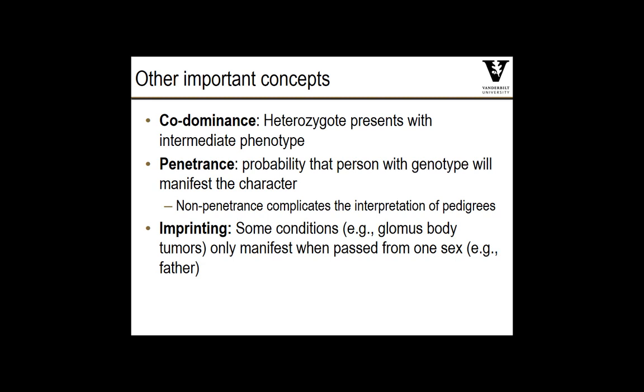Penetrance is the probability that a person with the genotype manifests the character. So this is what makes what we were just talking about very difficult, because sometimes you have a carrier in your pedigree who doesn't actually show the disease. And if that's the case, it's really difficult to use a pedigree to figure out what you're looking at. That's just a limitation that you need to keep in mind when we're talking about a given disease. So, yes?